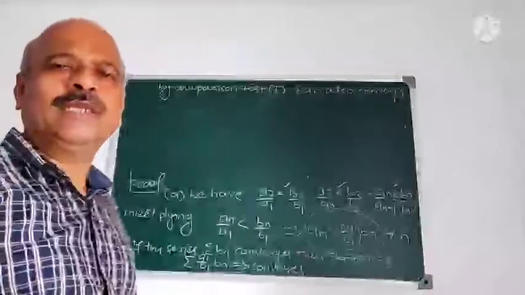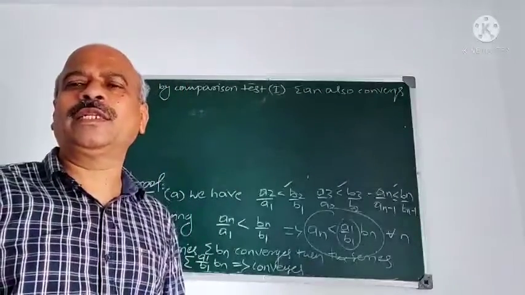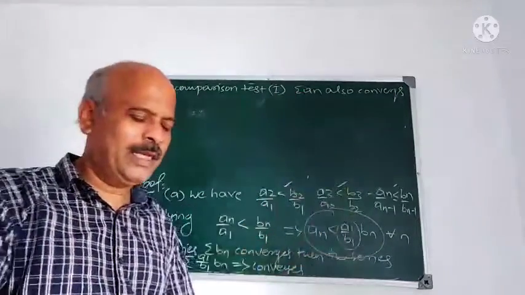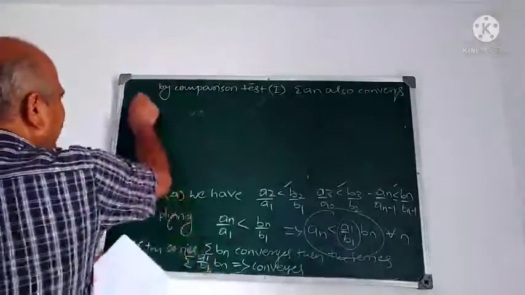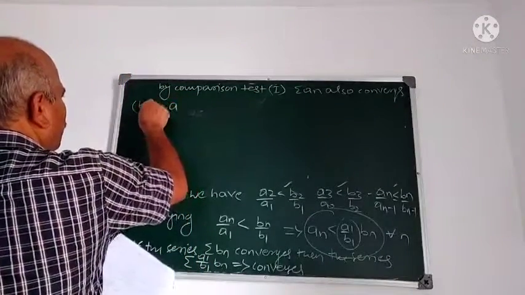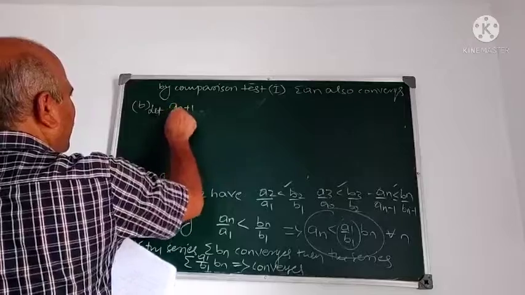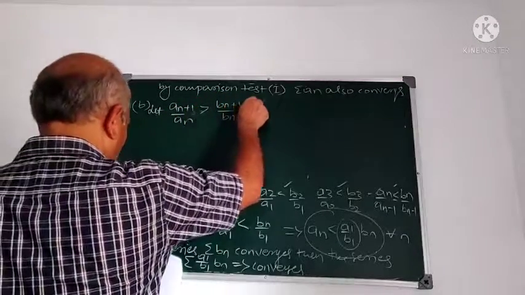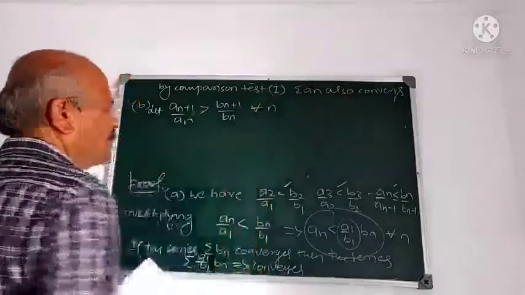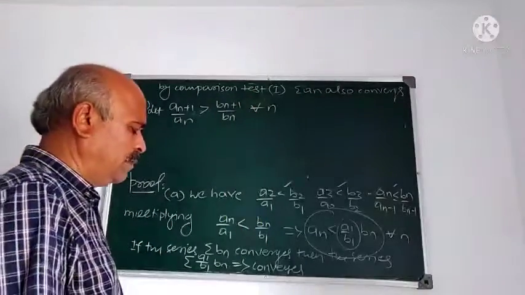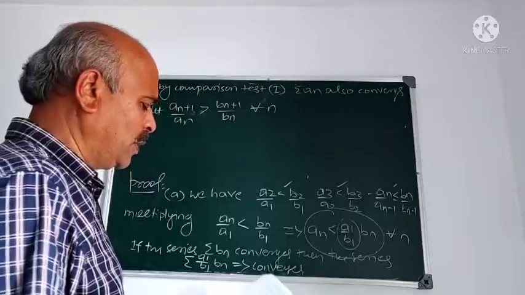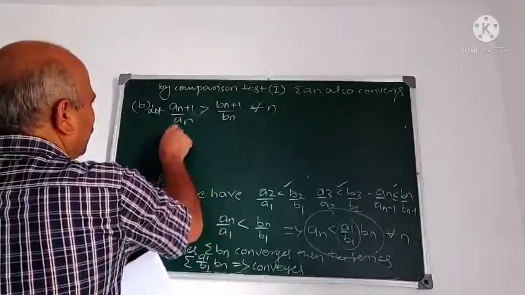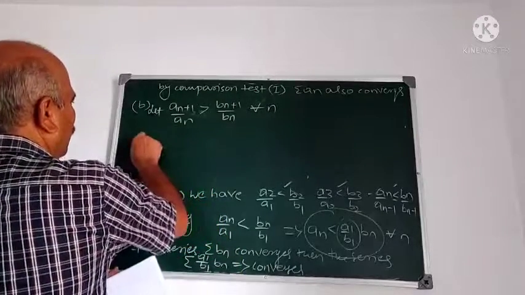So what is the first case? If An plus 1 upon An is less than Bn plus 1 by Bn, and sigma Bn is convergent, then sigma An is also convergent. Second case, suppose An plus 1 by An is greater than Bn plus 1 by Bn for all n. Because generality is not lost here, therefore we can assume for all n.